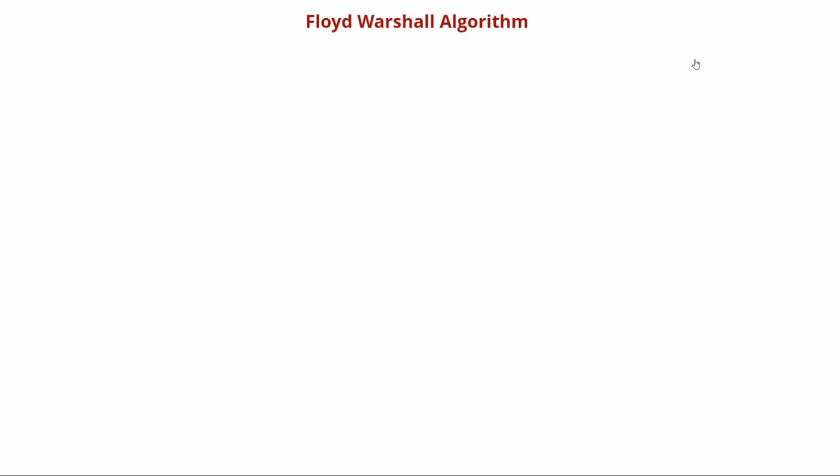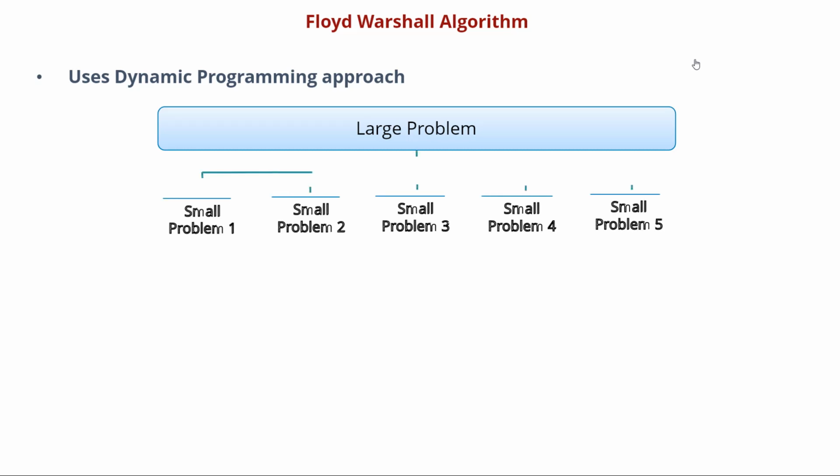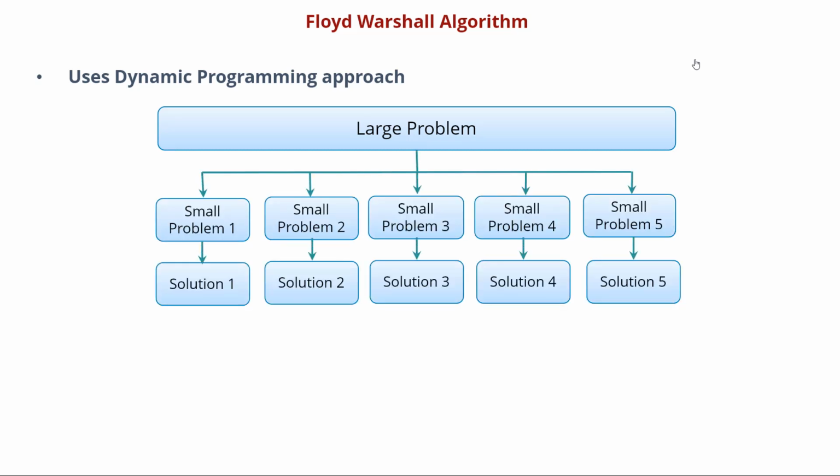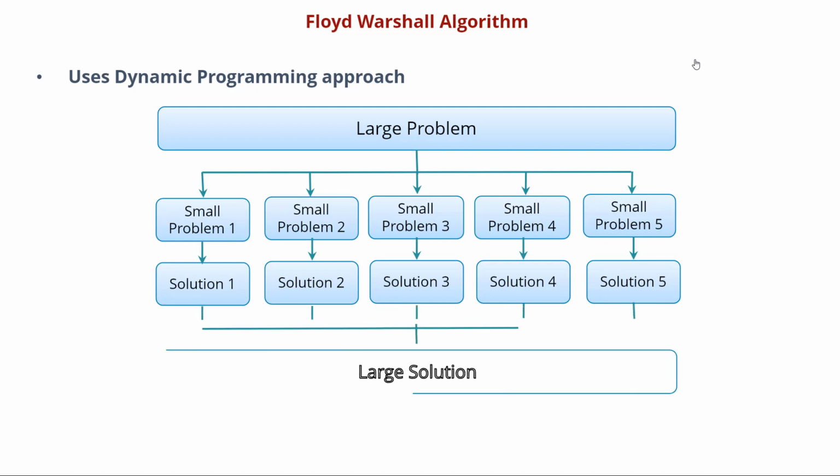Actually, Floyd Warshall algorithm uses a dynamic programming approach. For those who don't know about dynamic programming, it's an approach where a large problem is solved by breaking it up into smaller problems. The solution is derived first for the smaller problems. By using the solutions of the smaller problems at different stages, the larger problem will be solved gradually along with the smaller problems. In this case, the larger problem is finding the shortest path for all pairs of vertices.